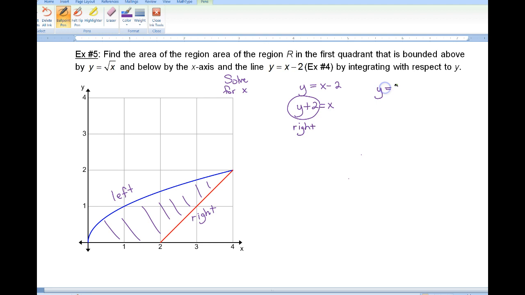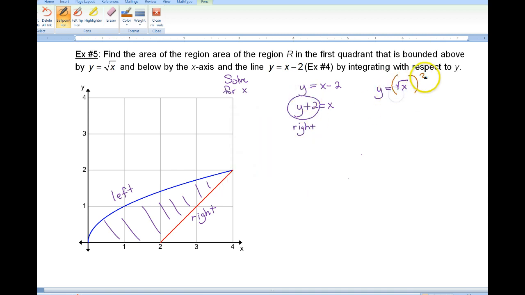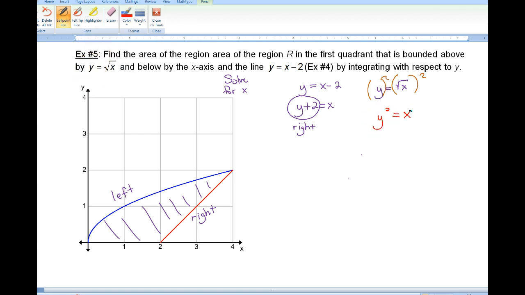Take my y equals square root of x. How do I solve for x? What would I do? Square both sides. Right, I would square both sides. So what do I have? y squared equals x. So y squared is my left-hand curve. I don't want the part with x. I only want everything in terms of y. So we're going to isolate x for both curves and just use the other side of it.